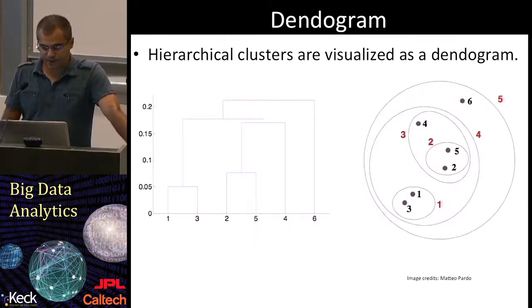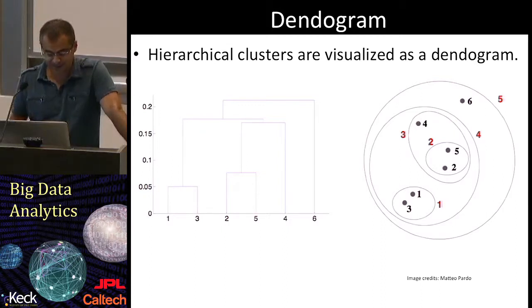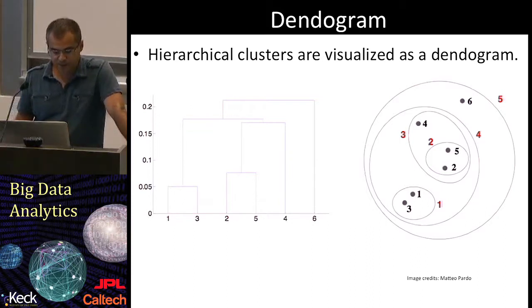Let's see with an example how this works. So suppose we have 6 points distributed as in the right figure. The black numbers are the points, and in red the clusters created. In a bottom-up approach, we start with 4 clusters: 1 and 3, 2 and 5, and 4 and 6 have their own clusters, and then we can start to combine them.